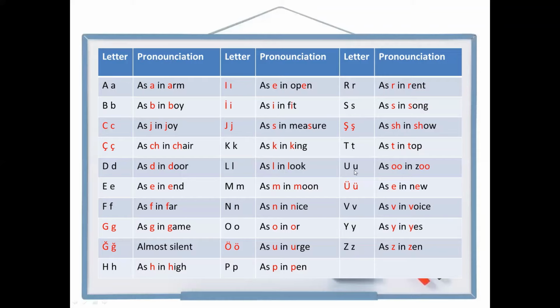And the next one is U, as in zoo, U. And the next one is a thinner version of U, Ü, as in new, Ü. And the next one is V, as in voice, V. And the next one is Y, as in yes, Y. And the last one is Z, as in zen, Z. Okay, these are the letters in Turkish alphabet. Now let's take a look at them one by one to understand them better.